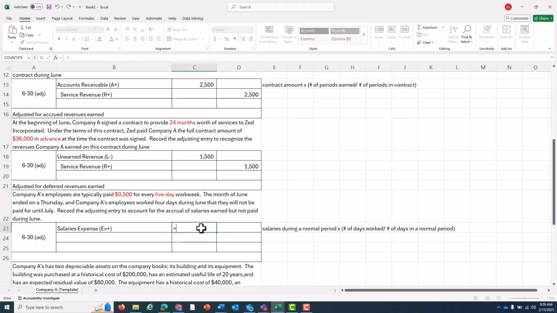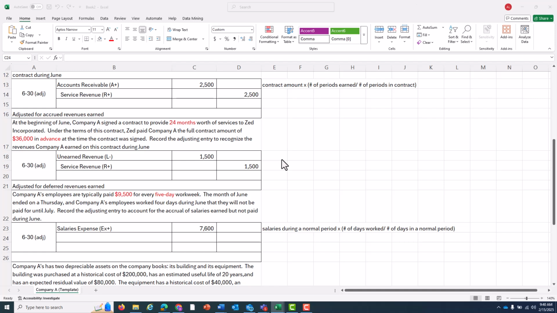So for us, salaries are typically $9,500 a week. Our employees have worked 4 days since the last time that they were paid during the month of June, out of the 5 days that they're eventually going to be paid for. So another way to look at it is 4/5 of this pay period is occurring during the month of June. Let's put 4/5 of their weekly pay onto the books in June, and that comes out to $7,600. So our employees made $7,600 working during the period of June that they won't be paid for until July.